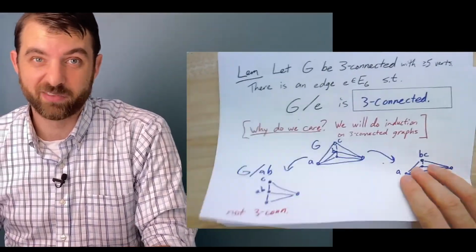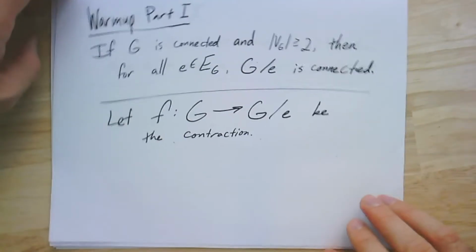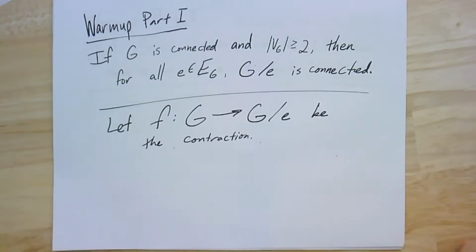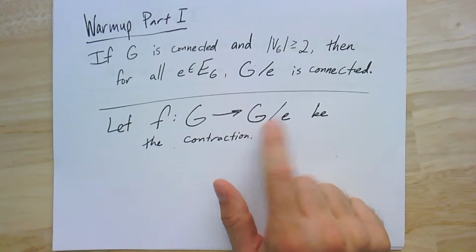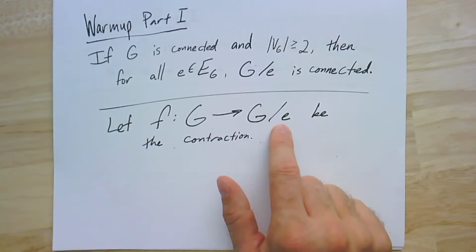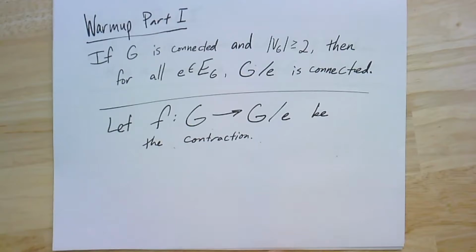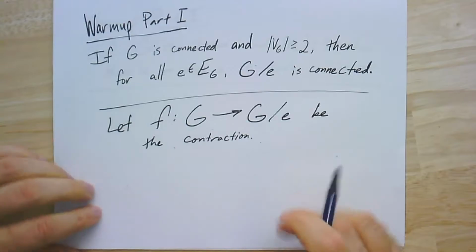But before we do that, we'll warm up with a slightly easier question, which is the same lemma, but for 1-connectivity. So we'll call this warm-up part 1. If G is a connected graph, you can think of that as 1-connected, and there's at least 2 vertices, then any edge you contract, the graph will still be connected. So if I just took G to G contracting E, might even call this G mod E.